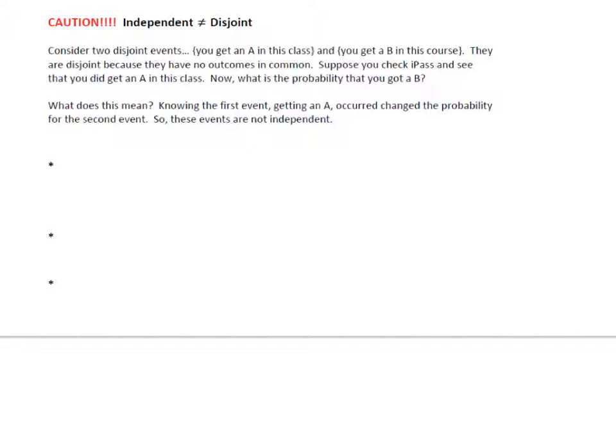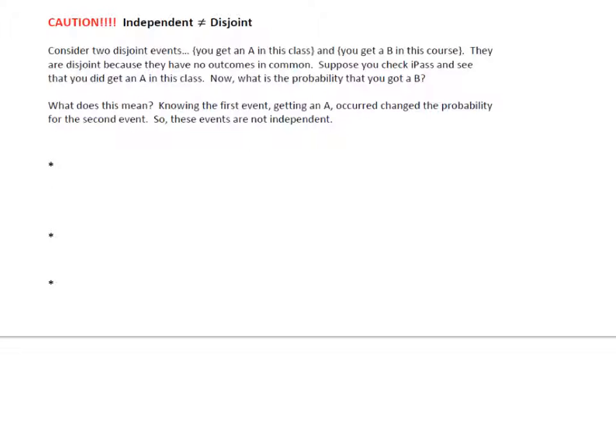All right, on to the caution page. This whole idea of independence and disjointness, from what I heard from you guys in class the other day, still seems to throw some people off. So we're going to make a few statements about disjointness and independence, and see if we can't clear this up one last time. So consider two disjoint events.